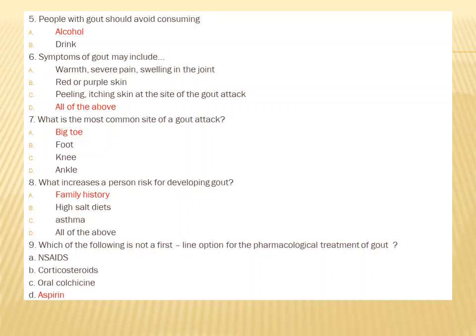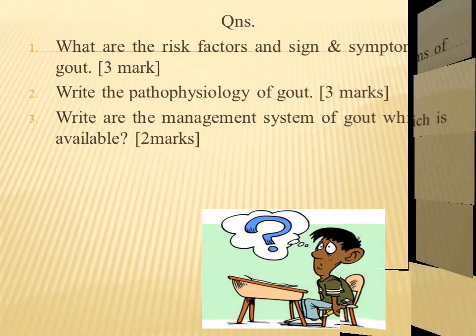What increases the patient's risk for developing GOUT? Family history, high salt diets, asthma, all of the above? Family history. And which of the following is not a first line option for the pharmacological treatment of GOUT? NSAIDs, corticosteroids, oral colchicine, aspirin? See, of everything, only aspirin is not associated with treatment of GOUT.